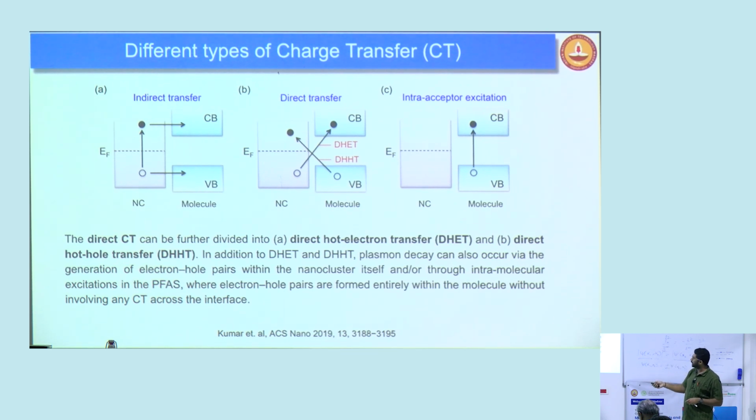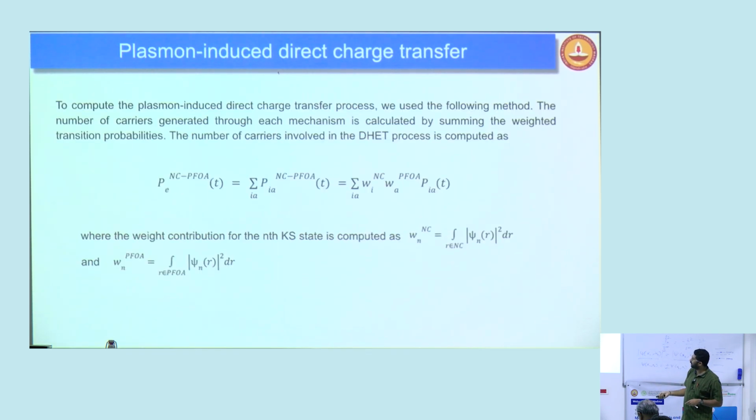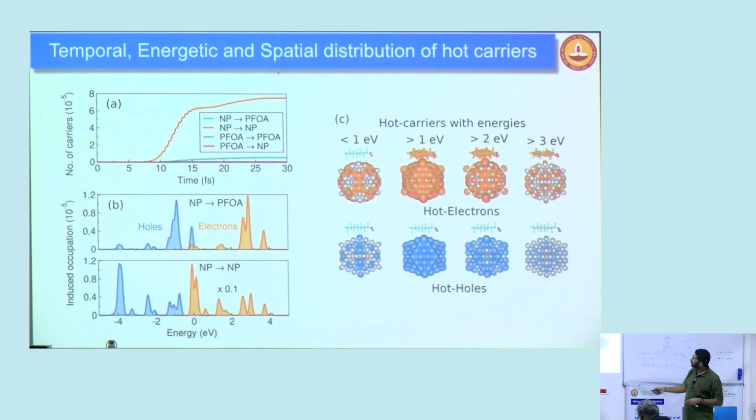The other one is the simple excitation. So what we are going to see is these DHET values. You can see that the majority of the transitions or transfer is happening from nanoparticle to nanoparticle. The efficiency from the particle to the molecule is very low, but still that is happening, that is this green color, and this is the distribution of the hot electrons and hot holes. Here you can see, with more than 1 eV energy, how the hot electrons and hot holes are distributed.